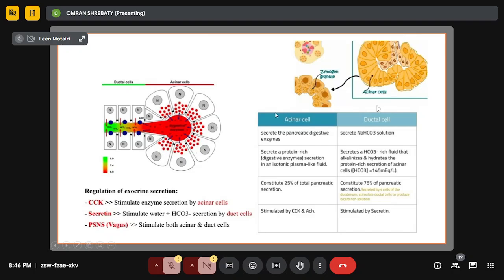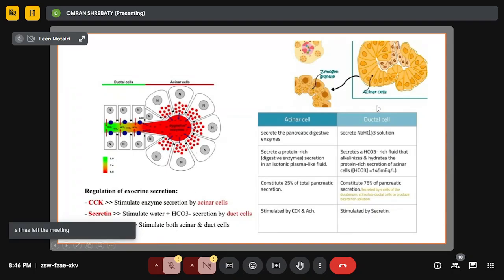Okay, to have a comparison between acinar and ductal, the acinar secrete all the pancreatic what? Enzymes, a protein-rich digestive enzyme secretion in a plasma-like fluid. It is 25% of the total pancreatic secretion, while for the ductal it's 75%. Stimulated by what, as we already said? CCK and what? Acetylcholine via the what? Via the vagus and the parasympathetic.